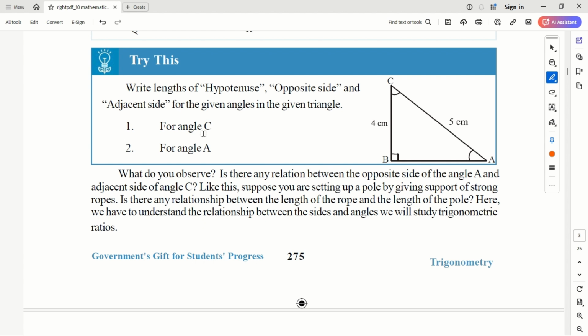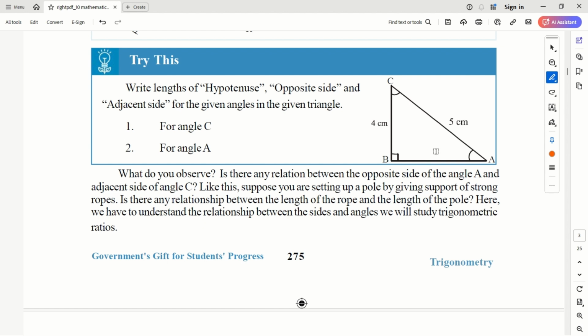From angle C point of view, we know that this is a right angle triangle. If you apply Pythagoras theorem, you will get side AB, which will be the square root of 5 square minus 4 square, which is 25 minus 16, 9, square root of 9 is 3. So 3 centimeters is AB. From angle C point of view, opposite is 3 centimeters, adjacent is 4 centimeters, hypotenuse is 5 centimeters.